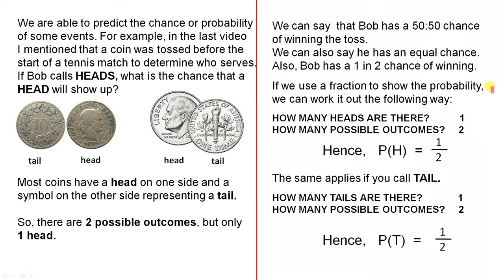If we use a fraction to show the probability, we can work it out the following way. How many heads are there? 1. How many possible outcomes? 2. Hence, the probability of throwing a head is 1 over 2, or a half. The same applies if you call tail. How many tails are there? 1. How many possible outcomes? 2. Hence, the probability of throwing a tail is 1 over 2, which is a half.